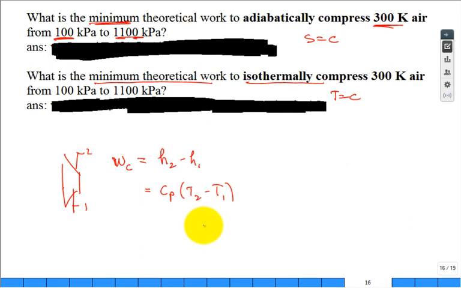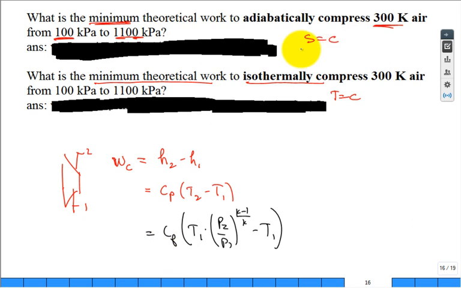T2 is T1? No. T2 is T1 times P2 over P1 to the power (K minus 1) over K, minus T1 times C sub P. True or false? Isn't this isentropic compression? True, false?